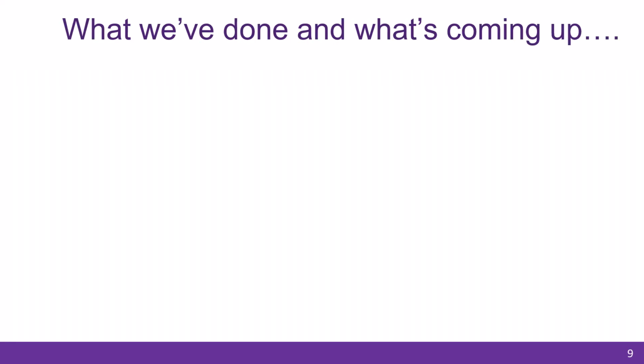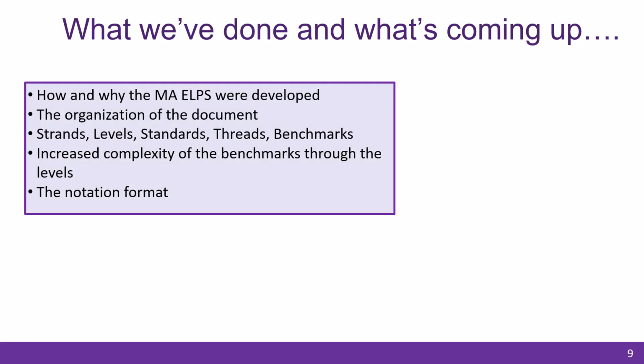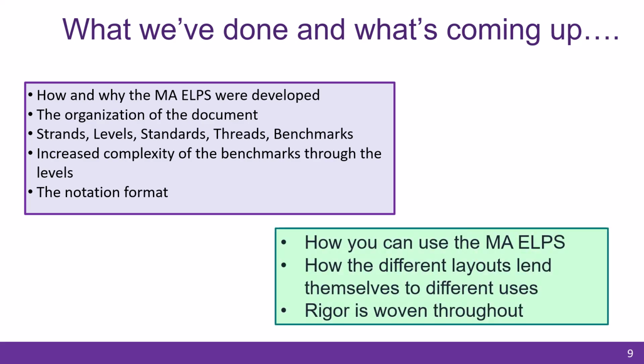We've come to the end of part 2 of the overview of the Mass ELPS for Adult Education. So far, we've heard about the how and the why the Mass ELPS were developed. We've talked about the organization of the document, the strands, levels, standards, threads, and benchmarks. We've talked about increased complexity of the benchmarks through the levels and the notation format. Moving right along in part 3, the final session, we'll take a look at how you can use this document. What are the different layouts and how do they lend themselves to different uses? And the ways in which rigor is woven throughout the Mass ELPS.